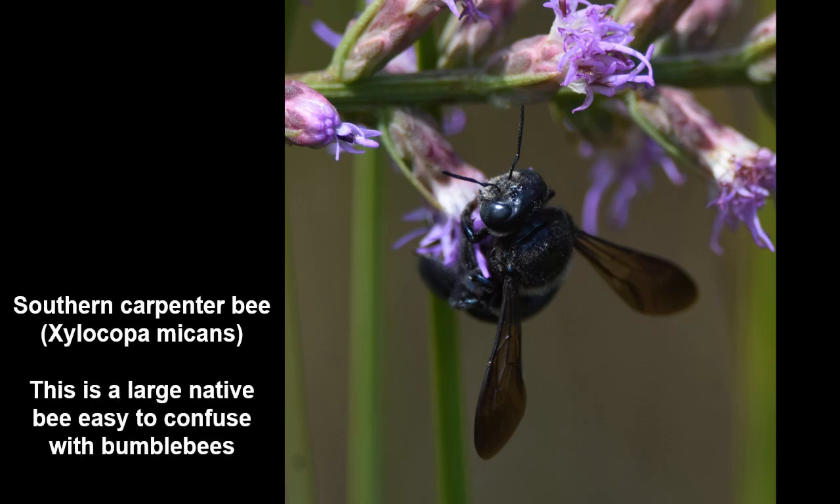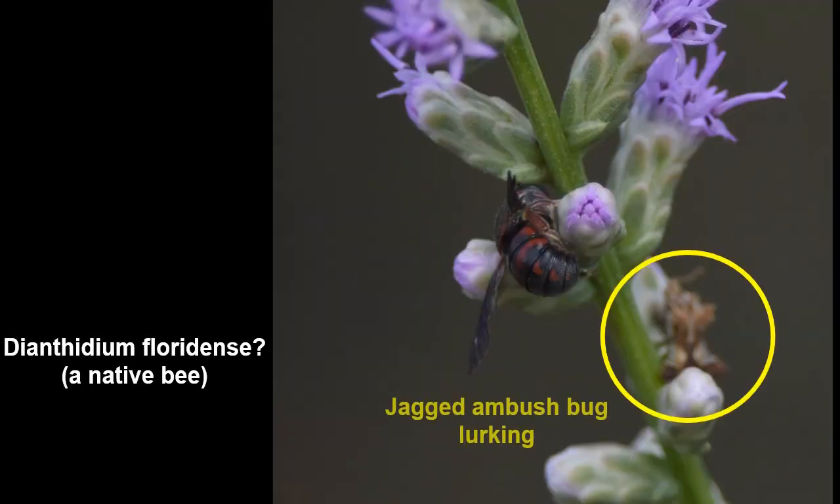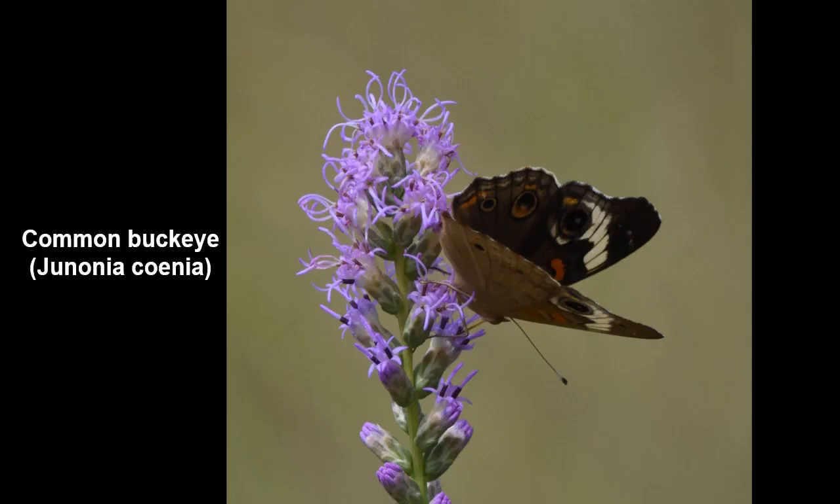Here's a southern carpenter bee. I saw maybe 6 or 7 out there on August 7th, and this looks familiar to me. I think it might be Dianthidium, although I'm not sure. And in the circle is a jagged ambush bug. This is a common buckeye, which is another type of butterfly. I didn't quite get the best picture of it.